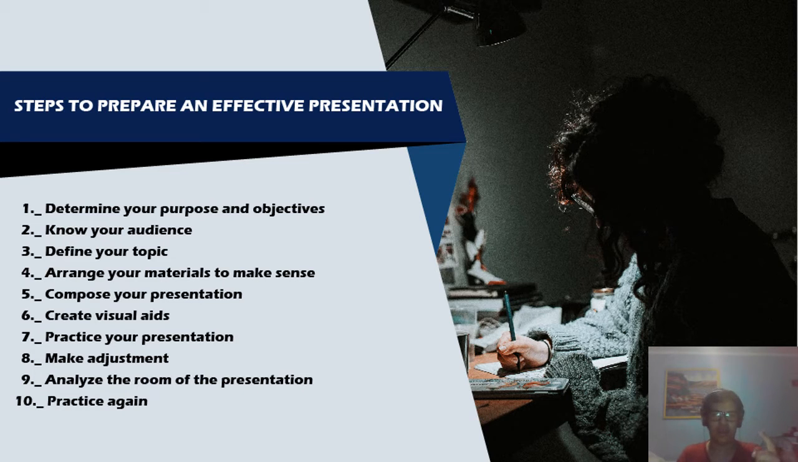The first one, determine your purpose and objective. You need to know what you are going to do, why you are going to do that, and for whom you are going to do that. You need to know this before making all the other steps so you can really do a good job. The second step is to know your audience. We're going to talk about this step later, so don't worry.